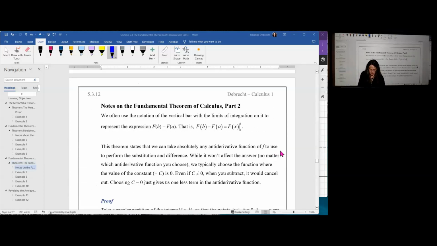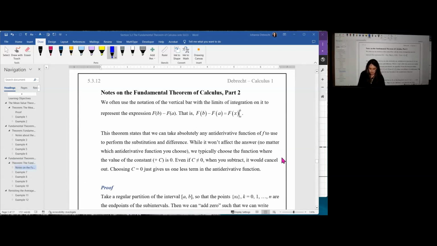This makes our work far, far simpler. We often use that vertical bar notation that you saw me use when I was applying it in examples for the Fundamental Theorem Part 1. We often will put a long vertical bar, but in this case, we're evaluating not just at the upper limit of integration, but at both.